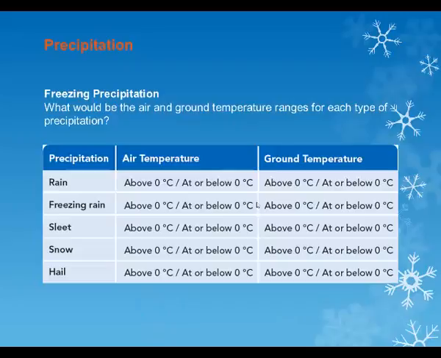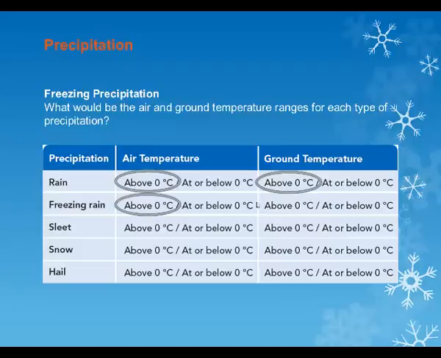So looking at this chart, what would be the air and ground temperature ranges for each of the precipitation? So if it's rain, the air temperature has to be above 0 degrees Celsius. Remember, 0 degrees Celsius is the temperature at which water freezes. The ground temperature also has to be above 0 degrees Celsius. So what about freezing rain? So the rain comes down, it's in water form. As it hits the surface, it freezes.